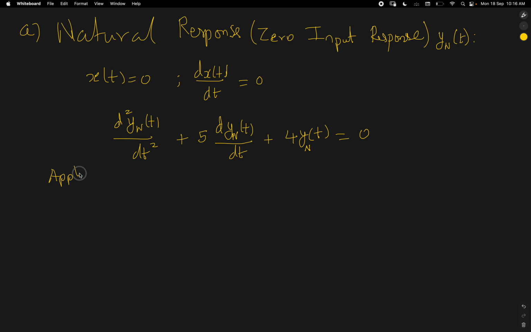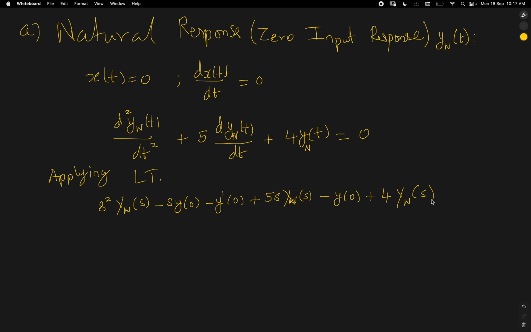To solve for yn of t, we are applying Laplace transform. So applying Laplace transform, the equation becomes s square yn of s minus s into y of 0 minus y dash of 0 plus 5 into s yn of s minus y of 0 plus 4 into yn of s equal to 0.